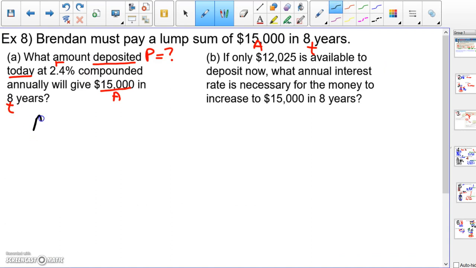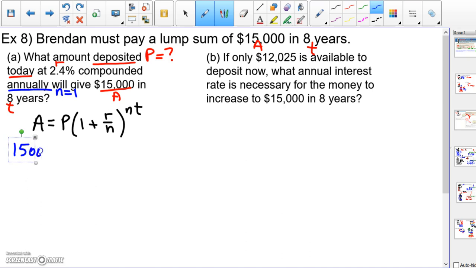So when you look at this equation, A equals P times (1 plus r over n) to the n times t, it says compounded annually. Annually means n equals 1, once a year. So they give us the A number this time, 15,000. They don't give us the P number this time. So r is 0.024, n is 1, and the time is 8 years.